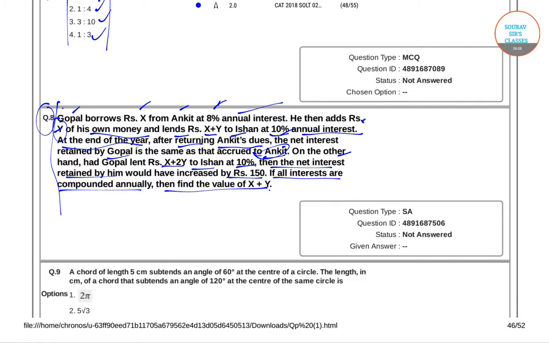There is another case that had Gopal lent rupees X plus 2Y instead of X plus Y to Ishan at the same 10% interest rate. In that case, the net interest that Gopal would have retained would have increased by rupees 150. Now, if all interests are compounded annually, we need to find the value of X and the value of Y. So this is the question. So let us solve it.